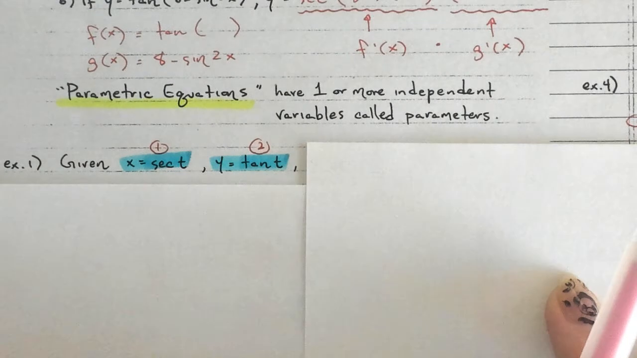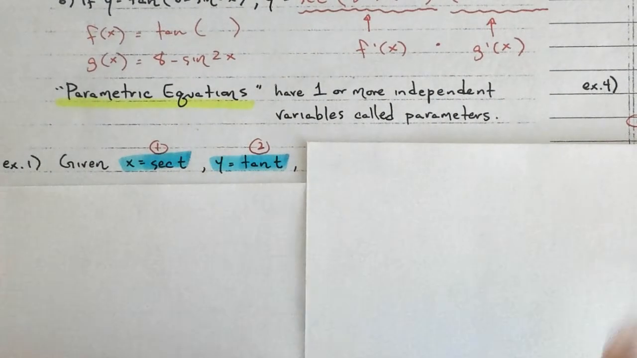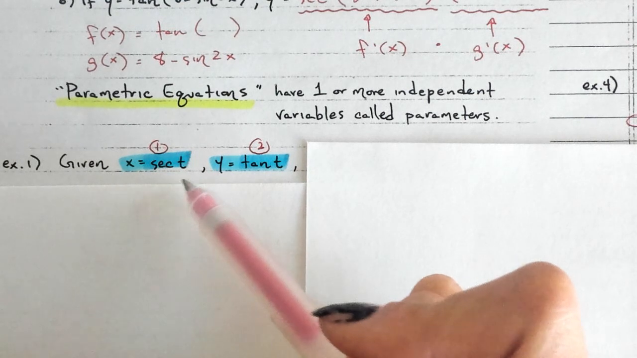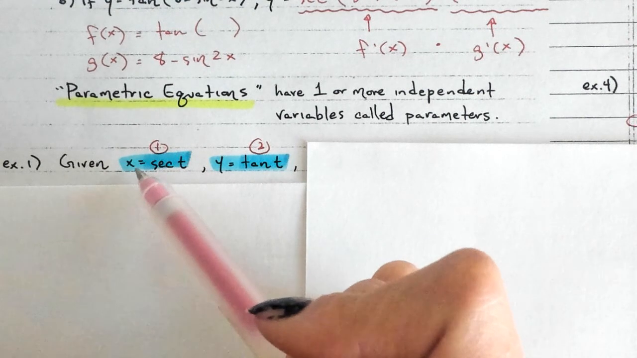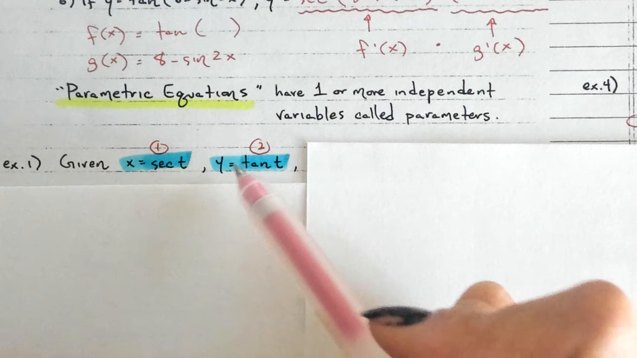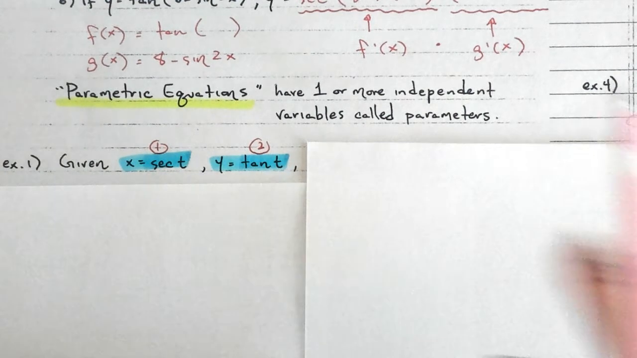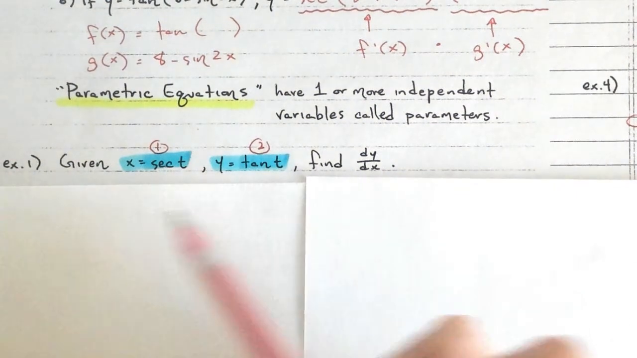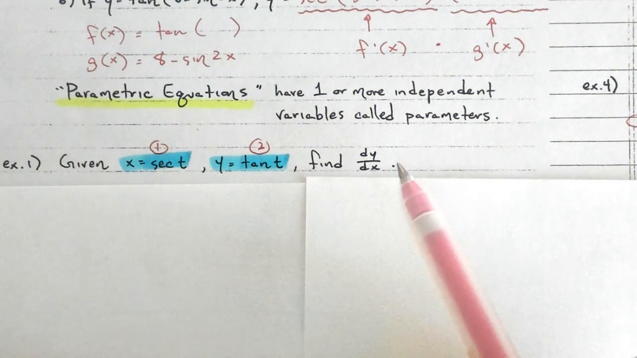So what we're going to do is number these equations. This is equation number 1, and dx in terms of t. So we're going to find the derivative of x in terms of t now. We're going to find the derivative of y in terms of t. Okay, so we want to find dy over dx. You see how this is in terms of t, this is in terms of t, we're going to find this.